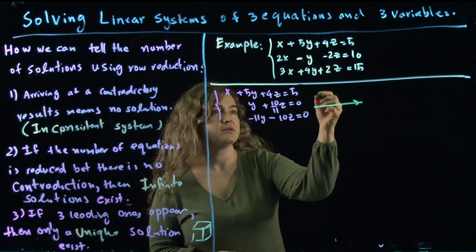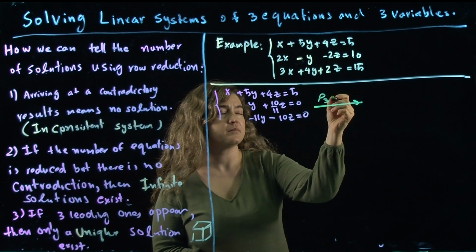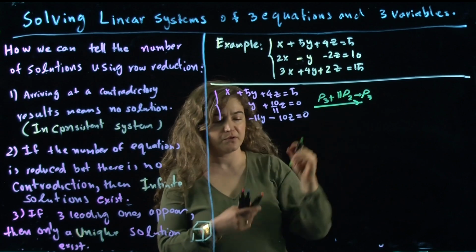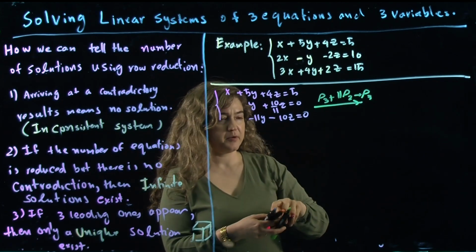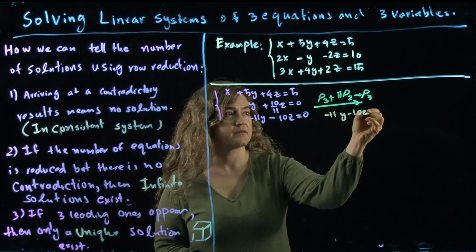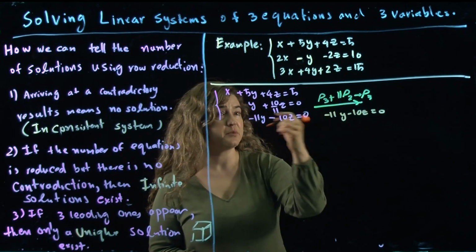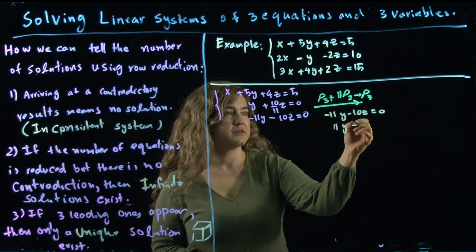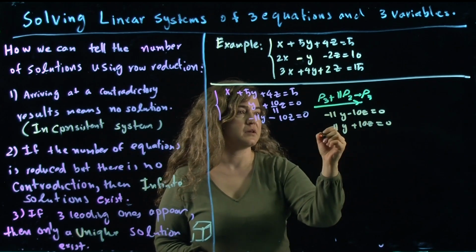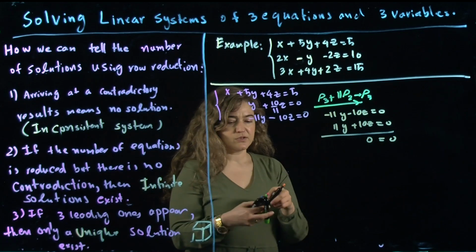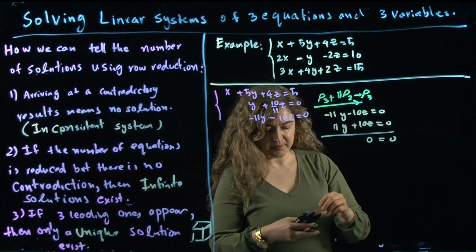That is row 3 plus 11 row 2 goes to row 3. Scratch paper work. Row 3 is this. Multiply row 2 by 11. And it gives you 0 is equal to 0. So we end up with this system.